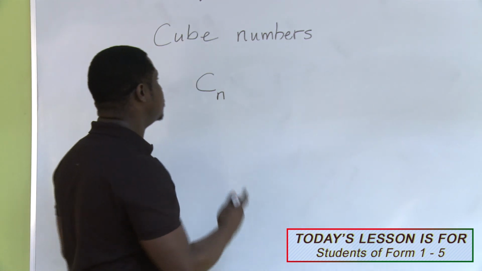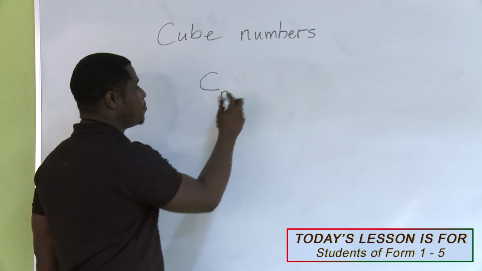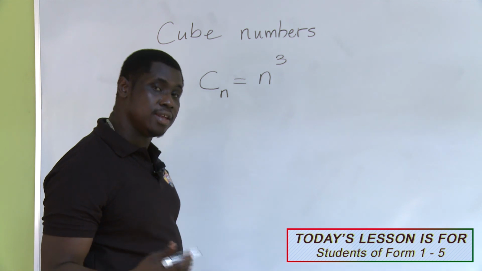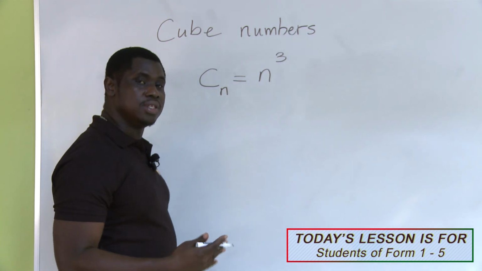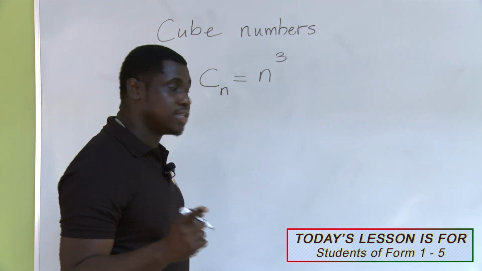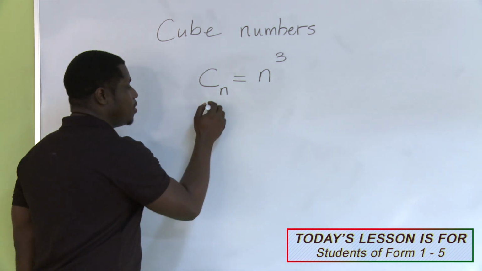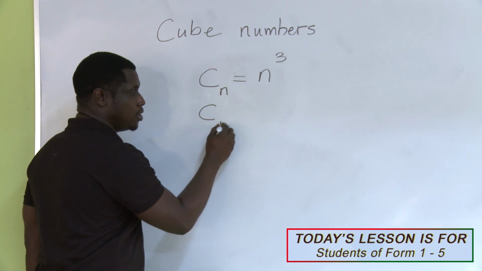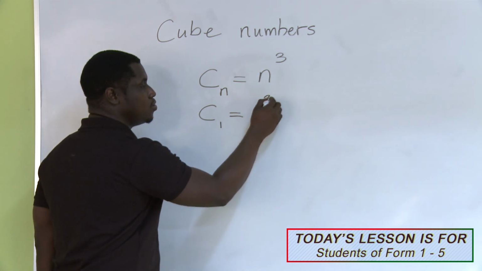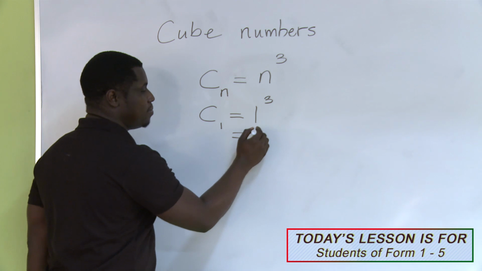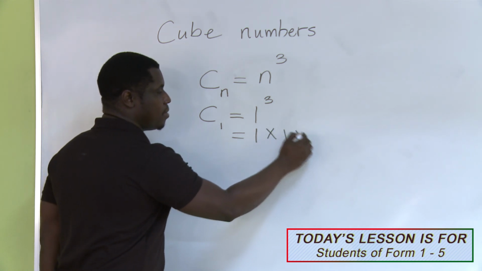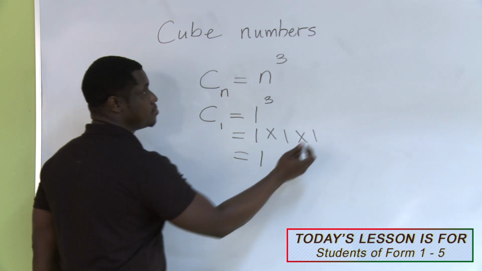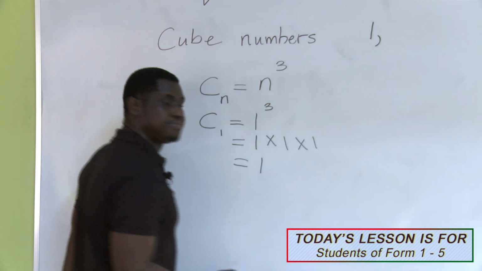Cube numbers, which I would denote as capital C subscript n, is equal to n to the power of 3, or in other words, we say n cubed. And what n cubed means is that I'm going to multiply n by itself 3 times. So if I want to identify the first cube number, I'm going to have C subscript 1, and that is equal to 1 cubed. And what 1 cubed means is that I'm multiplying 1 by 1 by 1, 3 times. And 1 times 1 times 1 gives me 1. So my first cube number is 1.